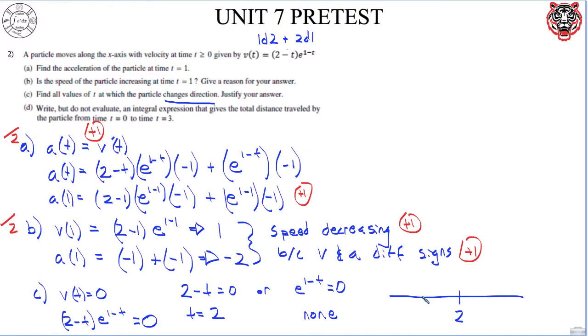Okay, let's choose a point on the left. 0. Great point. So when I plug in 0, 2 minus 0 is positive or negative? Positive. When I plug in 0, e to the 1 minus 0, is that positive or negative? Positive. So that's going to be positive over here.